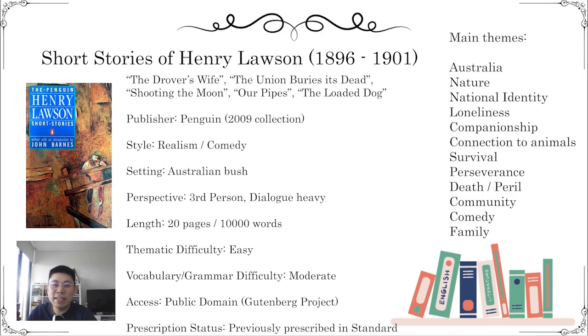The other stories are a bit more mixed. The Union Buries His Dead is about someone who dies in a river, and a group of, like, a labour union doesn't really know who he is or what he means, but they try to go through the motions of a proper funeral anyway. Shooting the Moon and Our Pipes are from the perspective of the same character, and they're mostly conversational stories about things that happen to this character, again reflecting on death and culture as well.